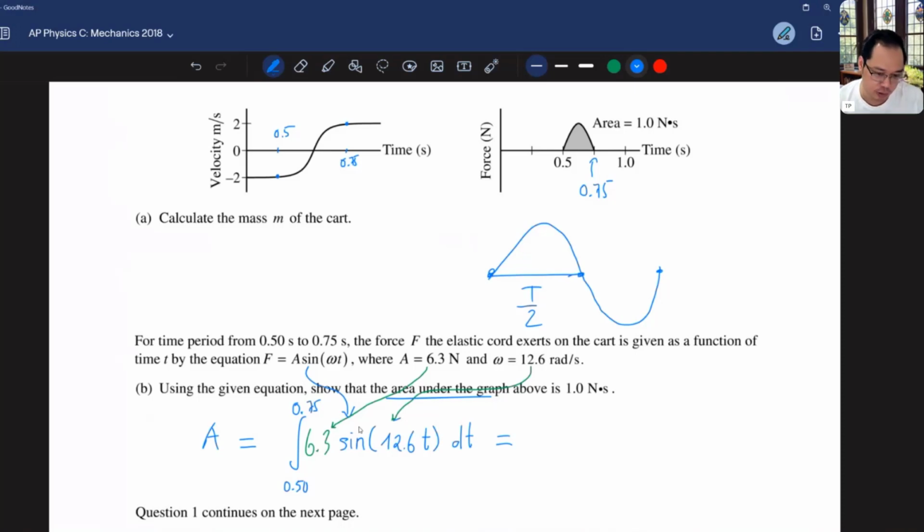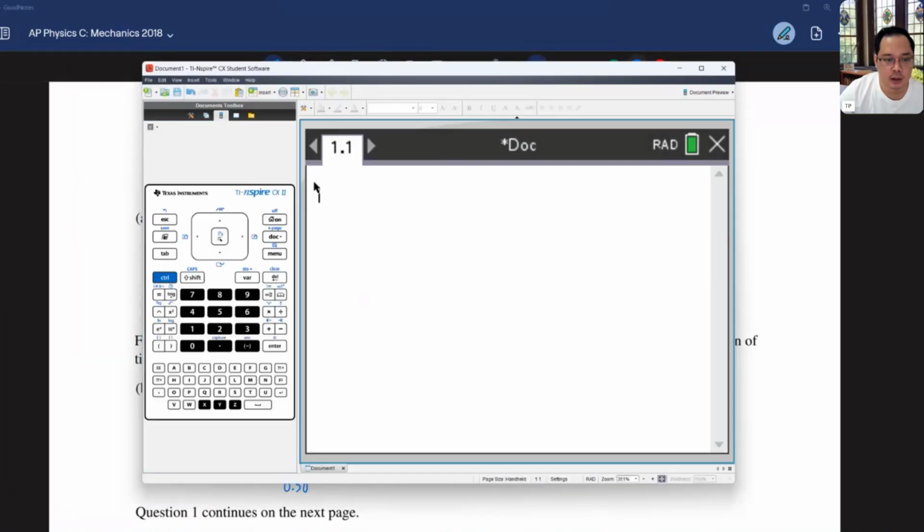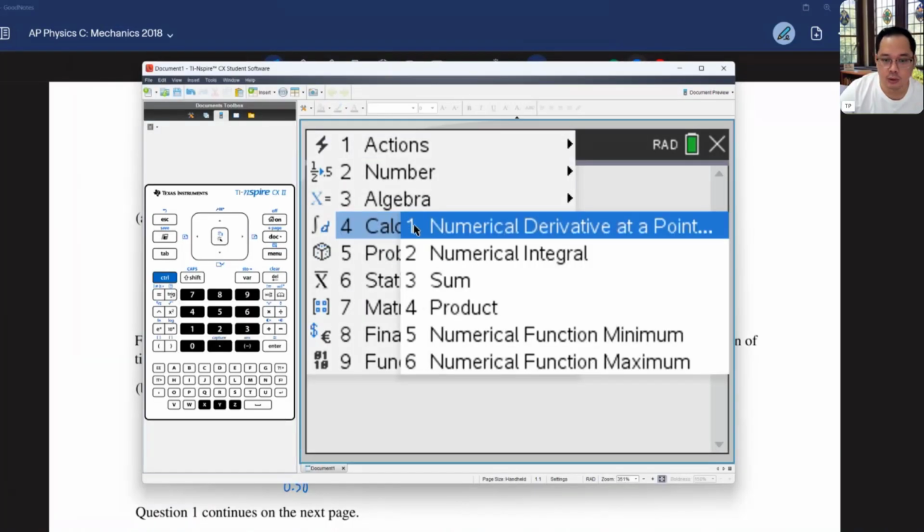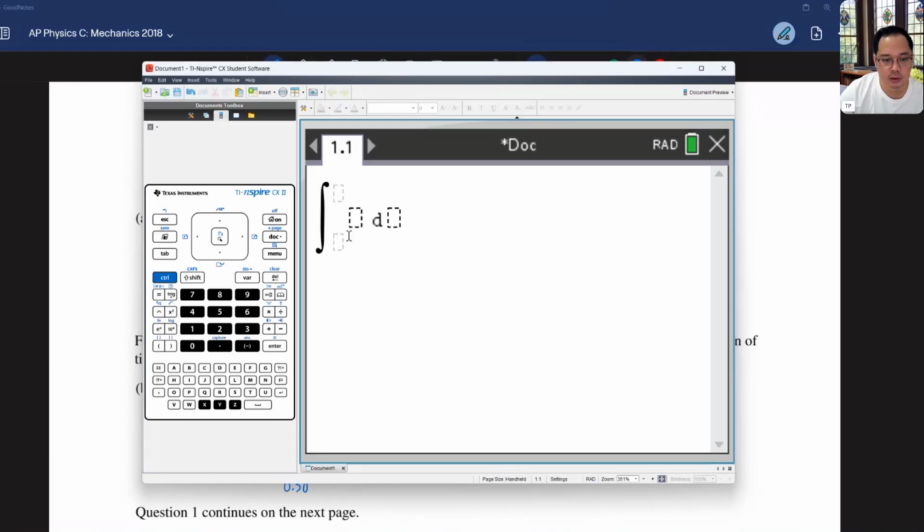To change the 12.6. You can even use a calculator to find a solution without doing it normally, okay? You are allowed to use the calculator in the testing room. Yeah, so just use a calculator. 0.15. Okay, beautiful. It's very close to one. Calculator, menu, calculus, numerical integral from 0.5 to 0.75.